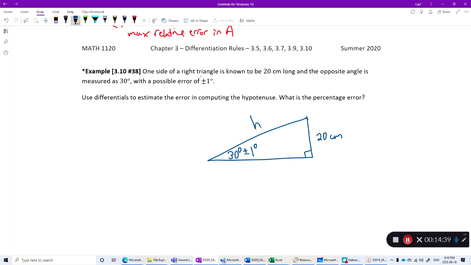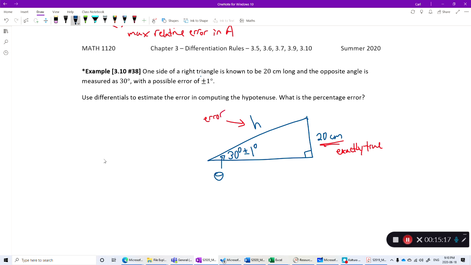So let me call this angle theta. We need a name for that. And this side, we're simplifying a little bit. We're assuming that's exactly true. So we're pretending for a moment that there's no error in that measurement, which is of course not realistic, but we have to start somewhere. So assume this is exactly 20, whereas this angle is 30 plus or minus 1. So the question is how much error could there be in h?